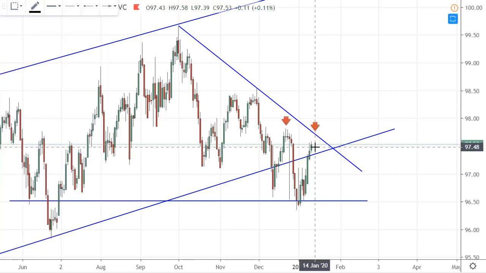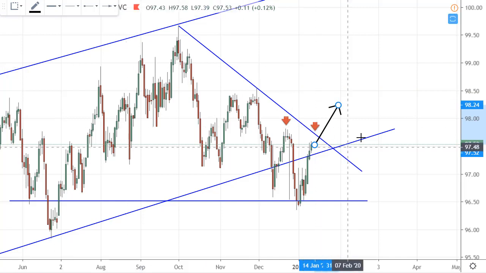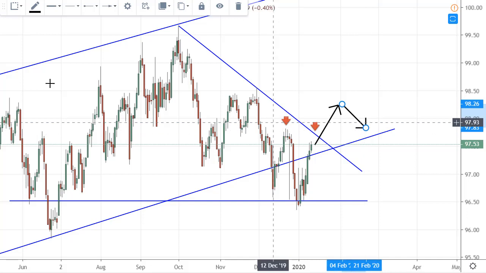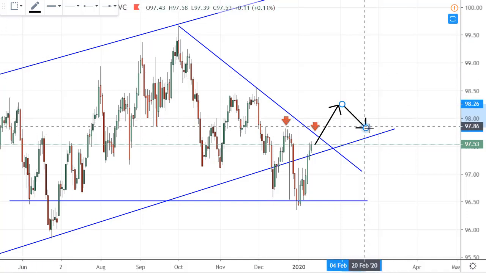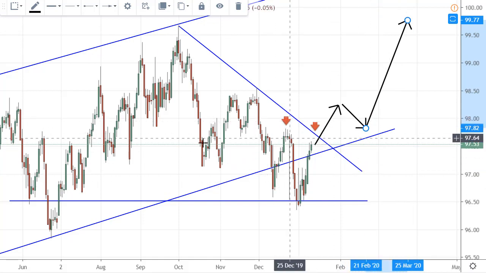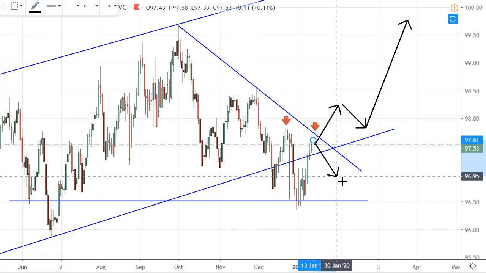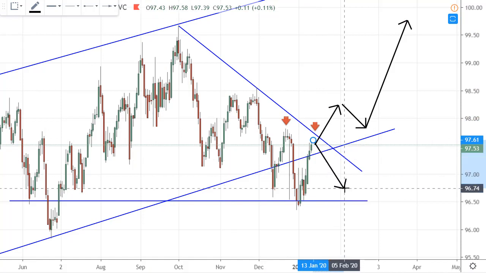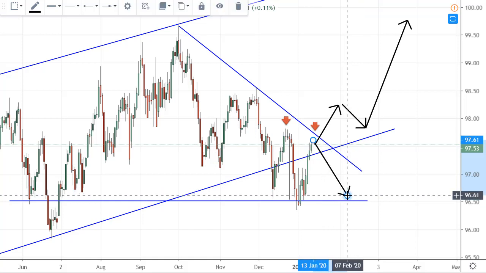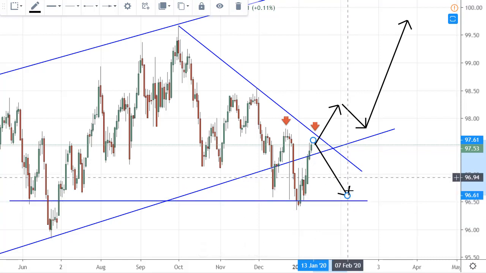So if we break it, then we could see a retest of this area over here in combination with this trend line, and then we could see further continuation to the upside. That's definitely a scenario. But if we find rejection over here, then obviously this is the moment to start looking for trades that go back into this area over here, and probably we'll find some barrier over here again. Price is going to react at this support level.